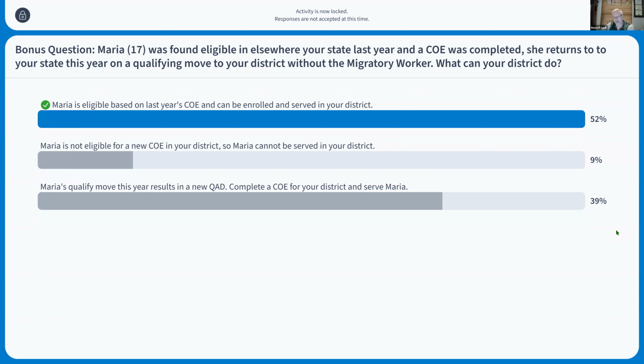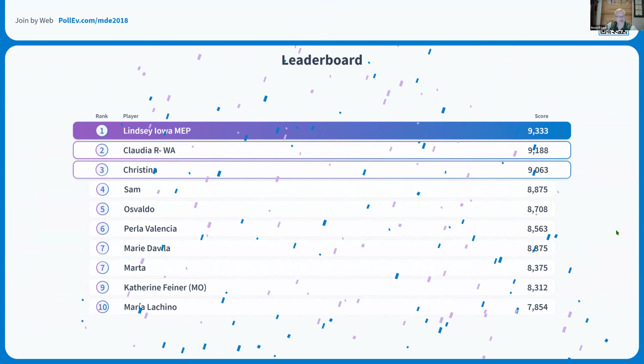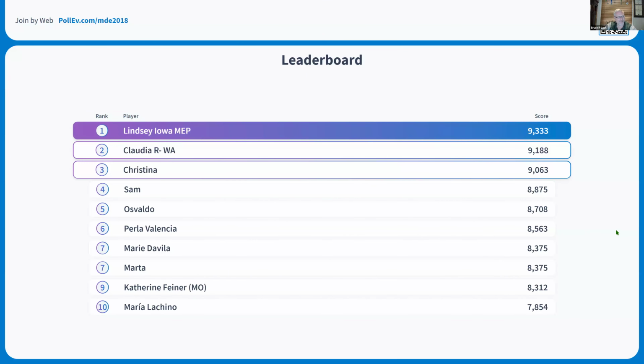So let's see the final results. Well, look at that. Lindsay from Iowa edges out as well, though, in the 11th hour. Congratulations to Lindsay from Iowa. I am impressed that you did so well despite having Alex Johnson as your IDNR coordinator. You can tell him I said that. Claudia from Washington, great job. Christina as well, and to everybody, I really appreciate your participation.